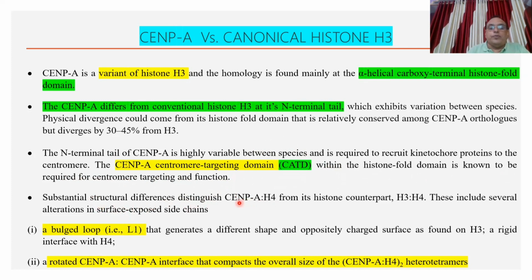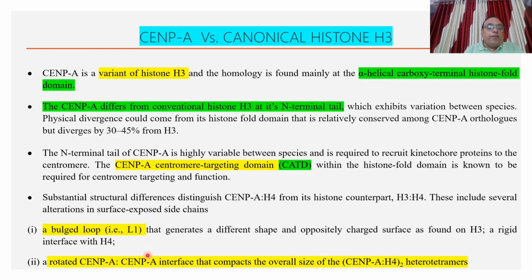Substantial structural differences exist between CNPA and CH4. The differences that I have mentioned, and additional differences, are the bulge loop. There is loop 1. There is a bulge loop in CEN-H3, that is CENP-A and its other variants, which facilitates close interaction with the H4. As I mentioned earlier, the CEN-H3 plus H4 interaction is more profound, and it leads to compaction of the histone octamer at the centromere.